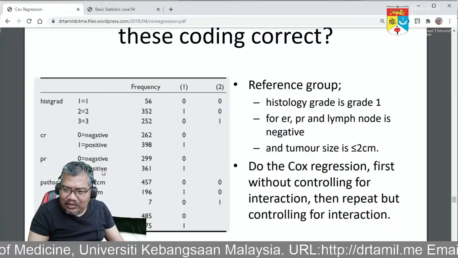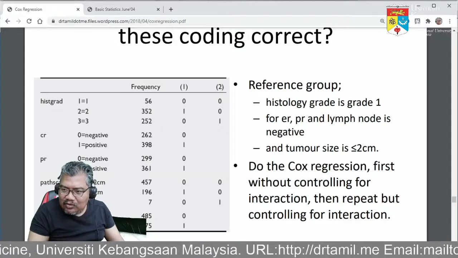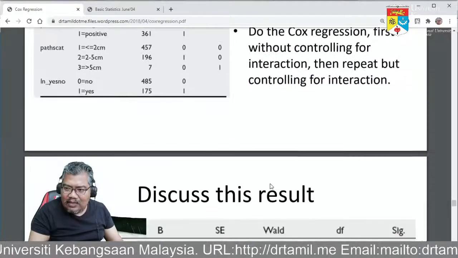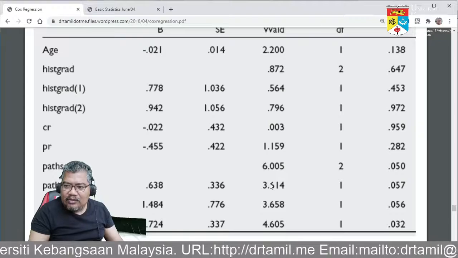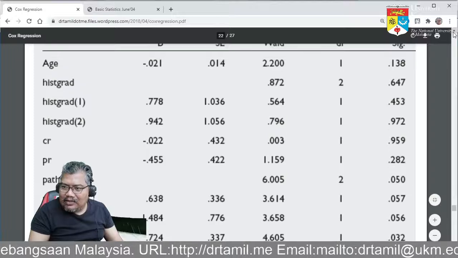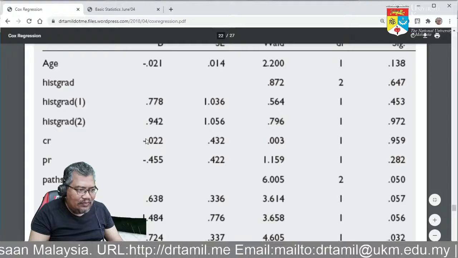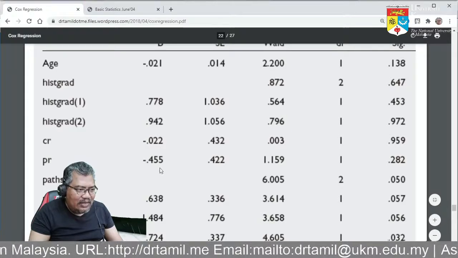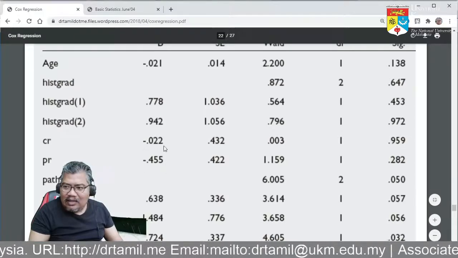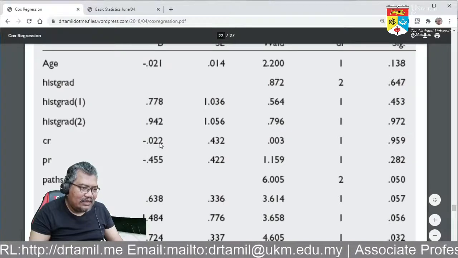Progesterone receptor, I will code positive as the reference group. Lymph node negative as the reference group. Tumor size less than 2 cm as the reference group. Okay, so this is the result as given by Y Chan. As you can see, the results got a negative beta value. Why negative beta value? Because they use the higher risk as the reference group. If I do it, I will do the other way around. I will use the lower risk as the reference group.